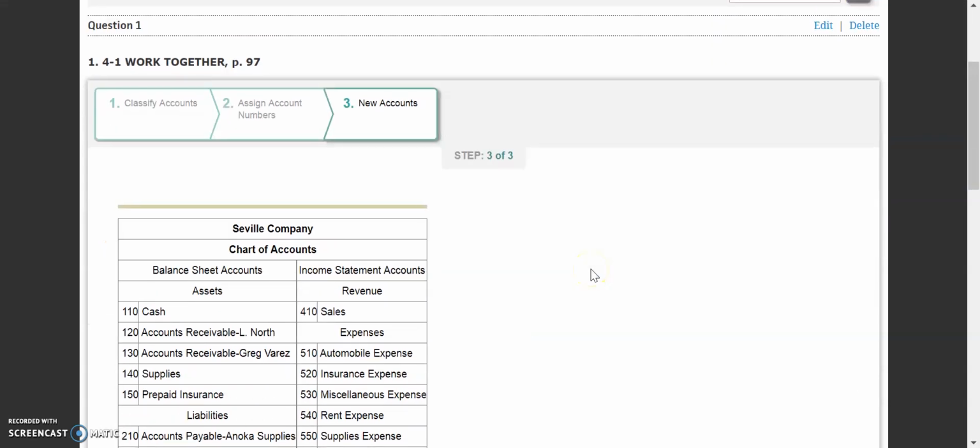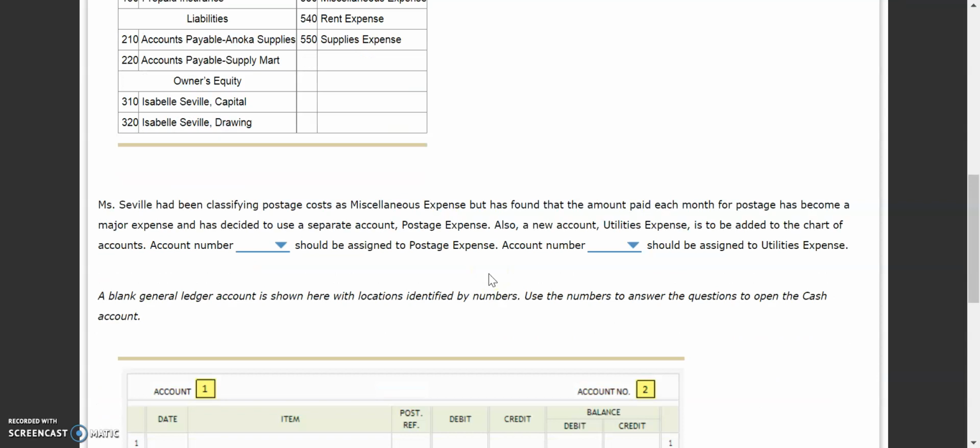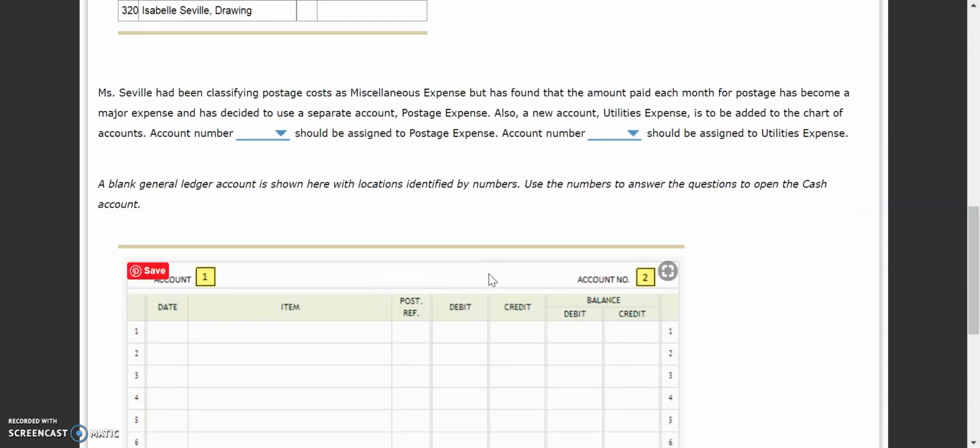Okay, last step is step 3. You can see here is our updated chart of accounts, and they put them back in the correct order for us, so you can see all of those nice and done. And then down here on the bottom it says Mrs. Seville has been classifying postage costs as a miscellaneous expense, but has found that the amount paid each month for postage has become a major expense, and she's decided to open a separate account, postage expense. Also, a new account for utilities expense is to be added to the chart of accounts.